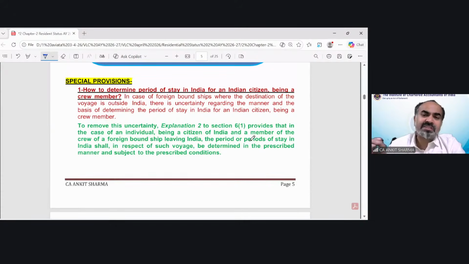Let me tell you in a very simple way. Suppose I am a crew member of an Indian ship. Now you need to find out my residential status. Then for the purpose of finding out my residential status, you need to ask me when I boarded the ship which is going outside India.